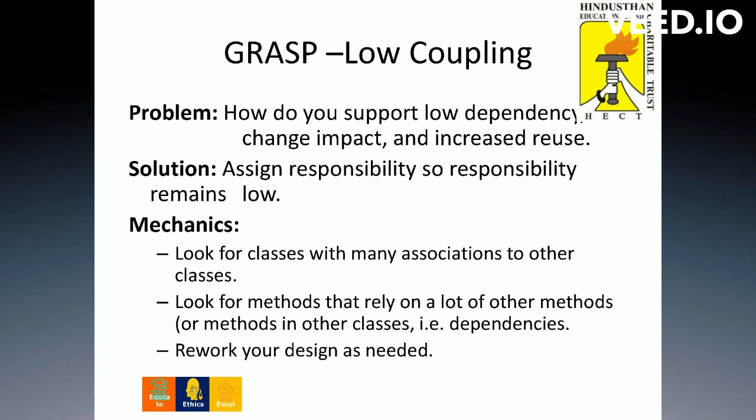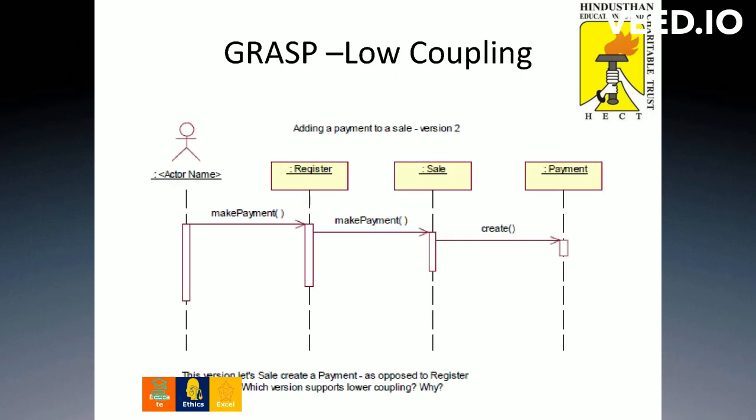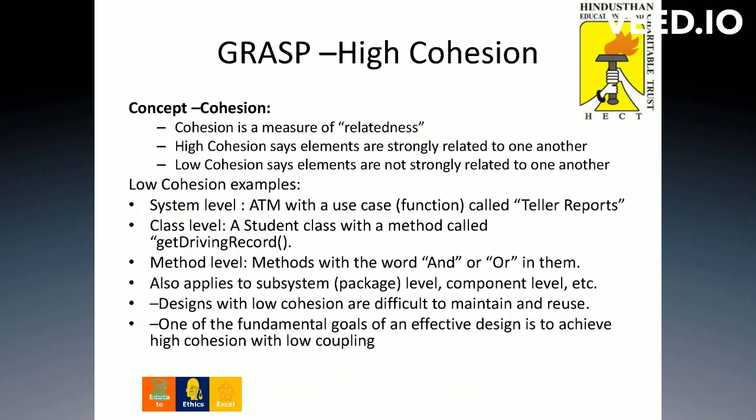In low coupling, first we see the problem: how can we support low dependency, low change impact, and increased reuse. Solution: we assign the responsibility so that coupling remains low. Mechanism: look for classes with many associations. Second, look for methods that rely on other methods. The low coupling sequence diagram shows the record, develop product, and sale. This is another sequence diagram example with actor, register, sales, and producer.